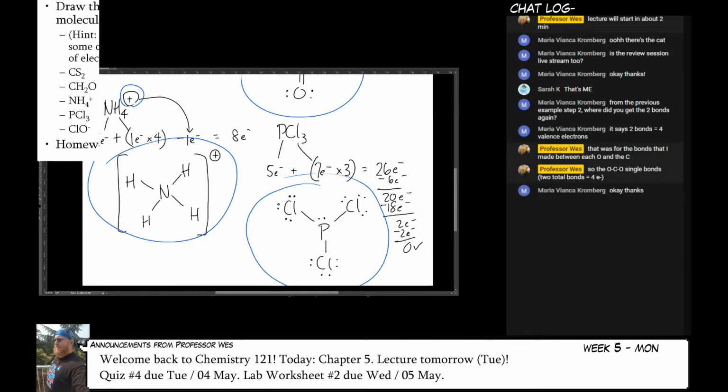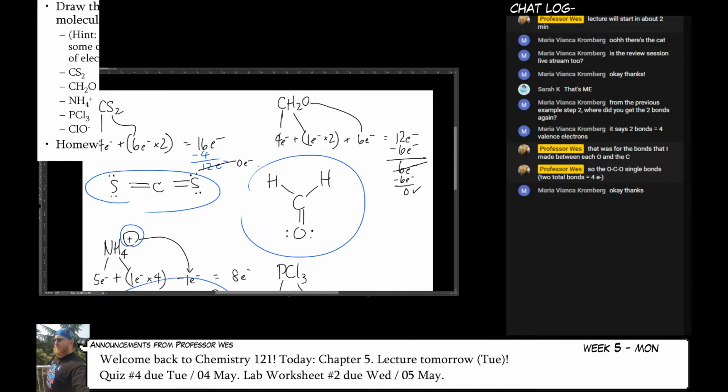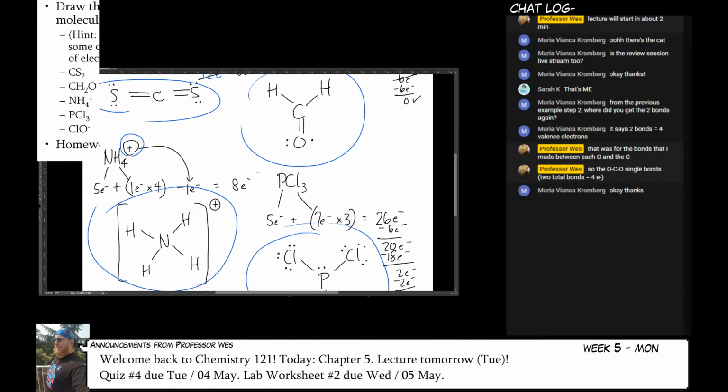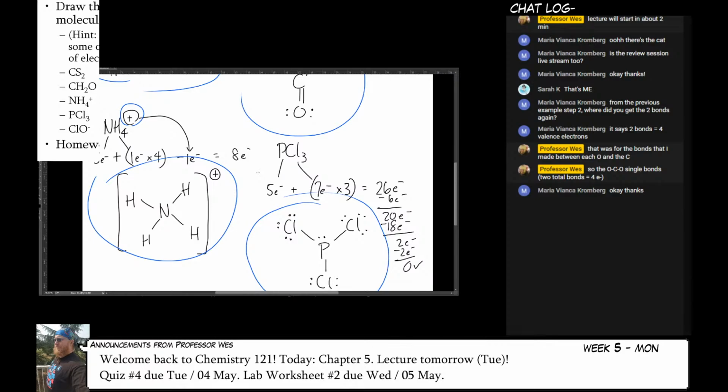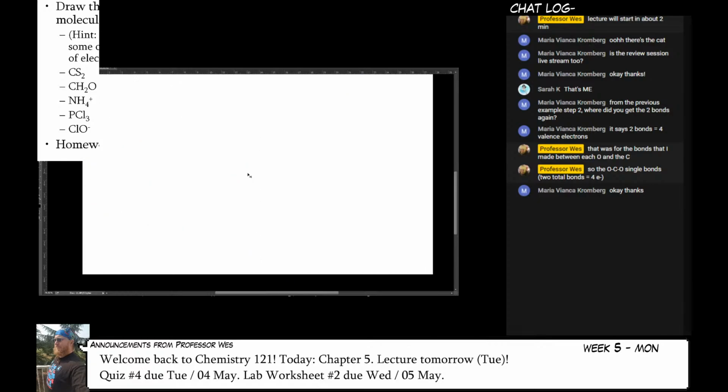And then I ran out of space here, so can I go higher up? No, I used up the whole canvas here. So you can pause the video if you still need that. I'm gonna hit clear, and we'll do the last one, ClO here.